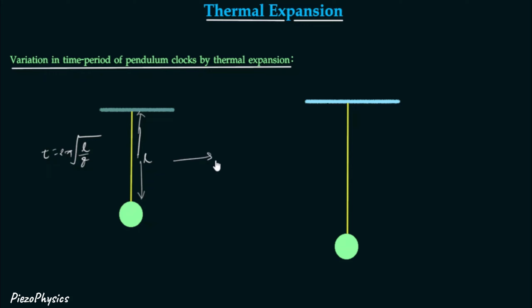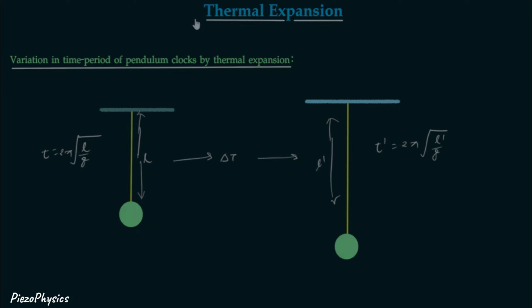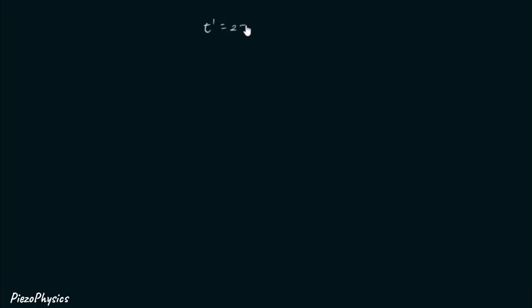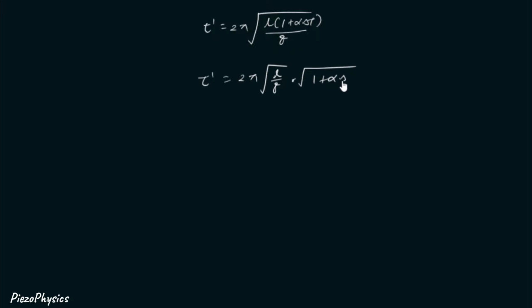Now, if we increase temperature by delta T, so new length will be L dash. So new time period T dash will be equal to 2 pi square root of L dash by g. New time period T dash will be equal to 2 pi square root of initial length L times 1 plus alpha into delta T divided by g, right? So T dash will be equal to 2 pi square root of L by g into square root of 1 plus alpha into delta T.